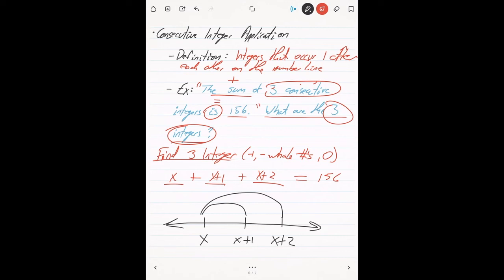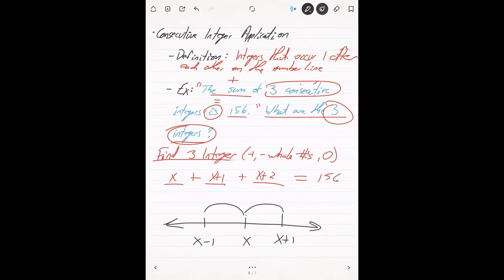The key idea comes from understanding their relationship. Okay, if they're being consecutive, that means they're each 1 away from each other. So x plus 1, and then x plus 2. Now, you could have actually set this up differently as well. What if you said that the middle number was x? What would this number, 1 above it, be? That would be x plus 1. What would the number 1 below it be? That would be x minus 1.